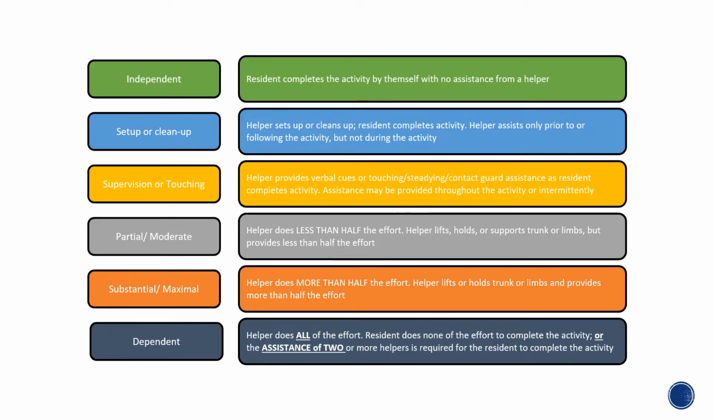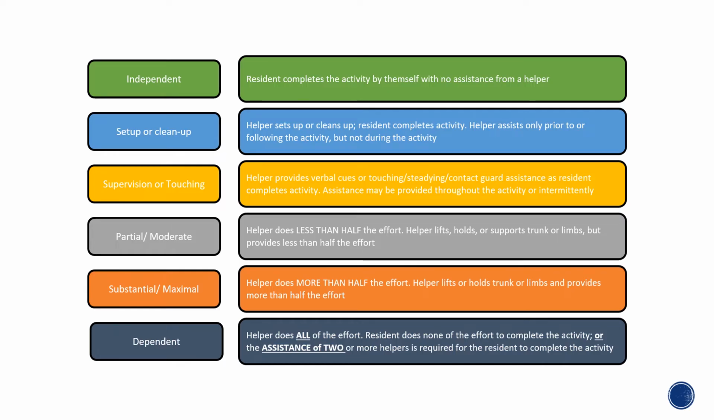Now, onto the scale. When we code independent, this means the patient can do the activity all by themselves. They don't need any help at all from staff. When we code setup or cleanup, the helper sets up or cleans up. The resident is able to do the activity themselves. They only need help prior to or following the activity, but not during the activity. For example, a helper might cut up food or set up hygiene items, but they don't actually help the resident during the activity itself.